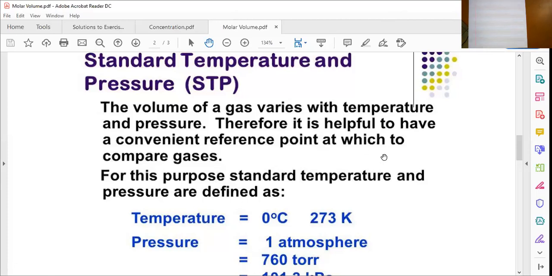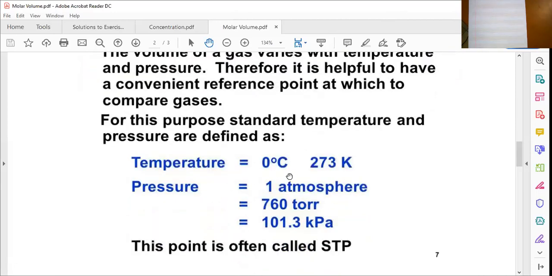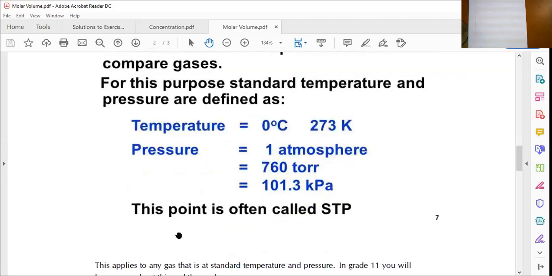Right, can you stop there, please? So as I was saying, therefore it is helpful to have a convenient reference point at which to compare gases. For this purpose, standard temperature and pressure are defined as: your temperature must be standard for all of them, 0 degrees or 273 kelvin. Pressure is 1 atmosphere. 1 atmosphere is the same as 760 torr or 76 millimeters of mercury, or 101.3 kilopascals or 101,300 pascals. This point is often called STP.